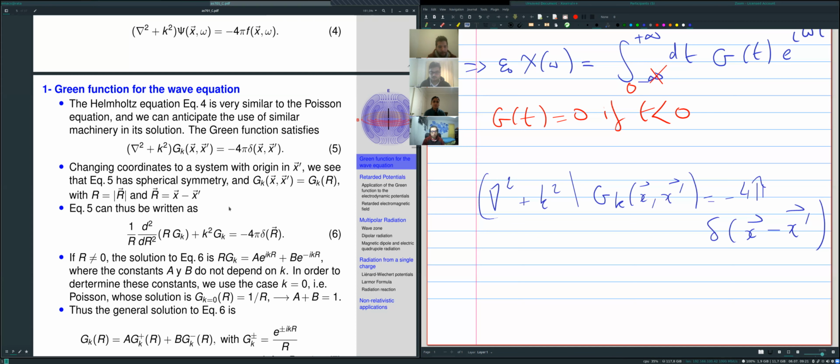Now, having clarified this, we introduce this new coordinate system where I'm changing variable to r. r is x minus x prime, so it's the difference between where I'm evaluating the solution and this new variable x prime. The Laplacian stays the same. If x prime is a constant, since I'm differentiating on the x's, the Laplacian stays the same. So we can rewrite equation 5 in this coordinate system like equation 6.